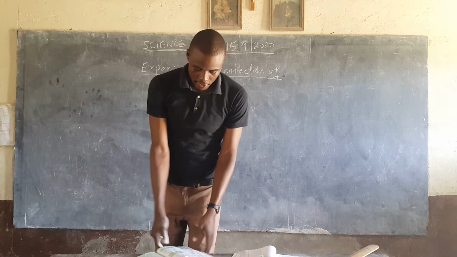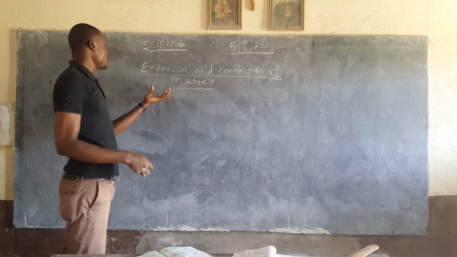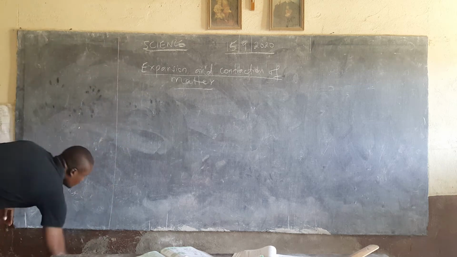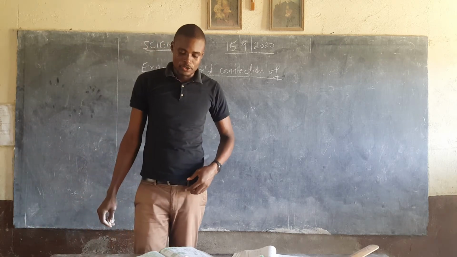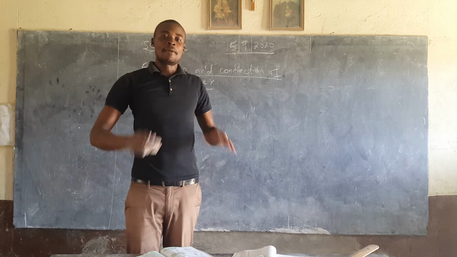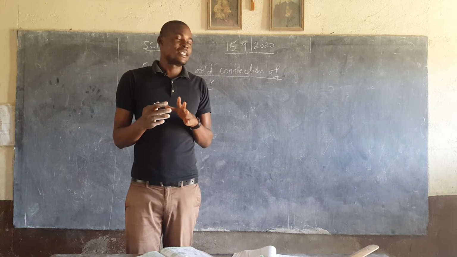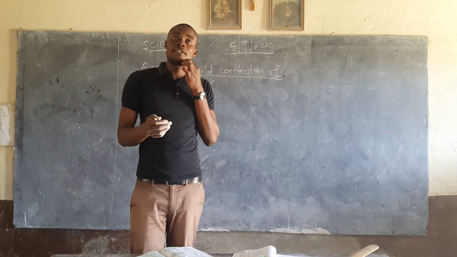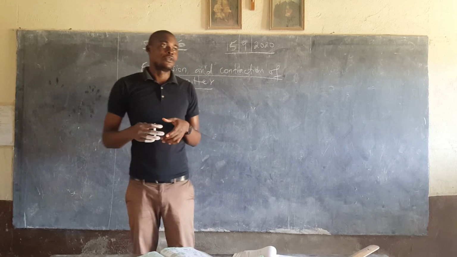Today's lesson is majorly still on properties of matter, but specifically we're going to look at the issue of expansion and contraction. Expansion and contraction simply mean becoming bigger and reducing something in size. For example, we talked about this some time back in a science lesson.